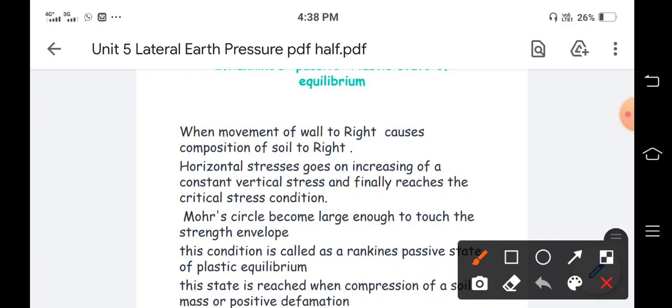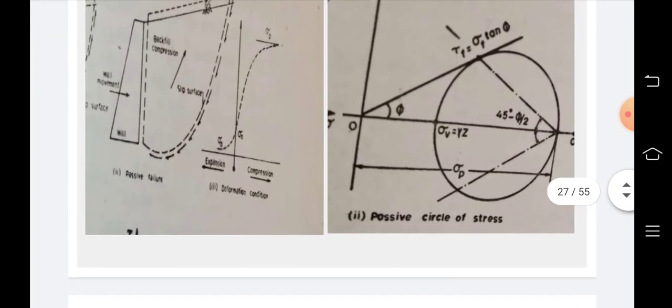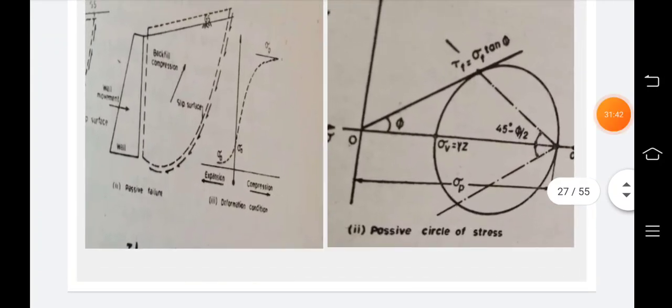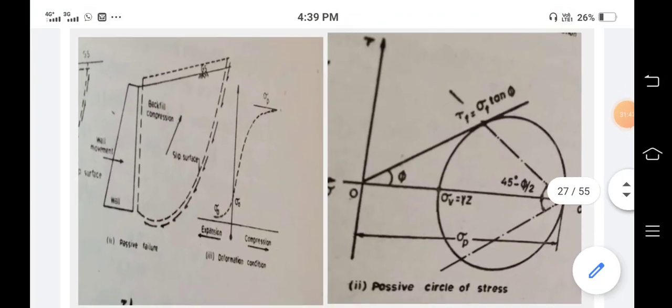And if we plot the Mohr stress circle, this circle will become extra large, and if we join it with the strength envelope, it is at the stage of the verge of failure. Okay, this is called Rankine's passive state of plastic equilibrium, and it will show the positive deformation. So this is backfill compression. In the active state there is backfill expansion, and here there is backfill compression.